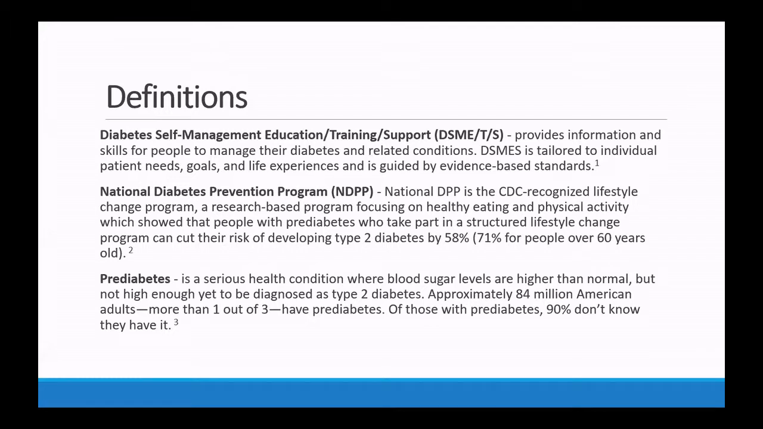Then we have the National Diabetes Prevention Program, or NDPP, and we specify the national part of DPP as that is the official CDC recognized lifestyle change program. There are other programs, examples through the National Kidney Association, that are considered diabetes prevention programs, but they're not the same evidence-based program that the CDC promotes. And then also identifying what prediabetes is, just so that we are aware of that term as well.